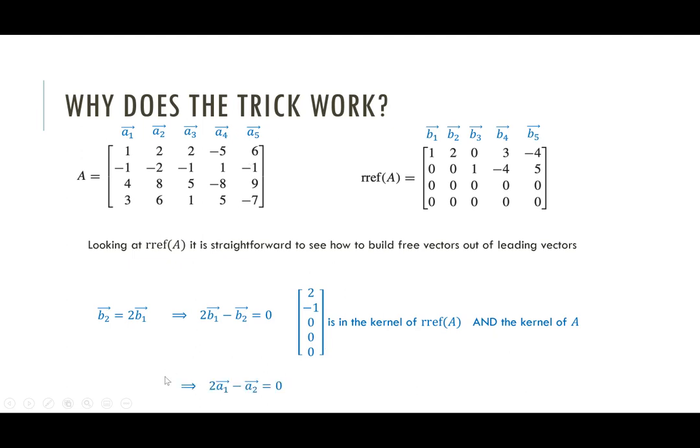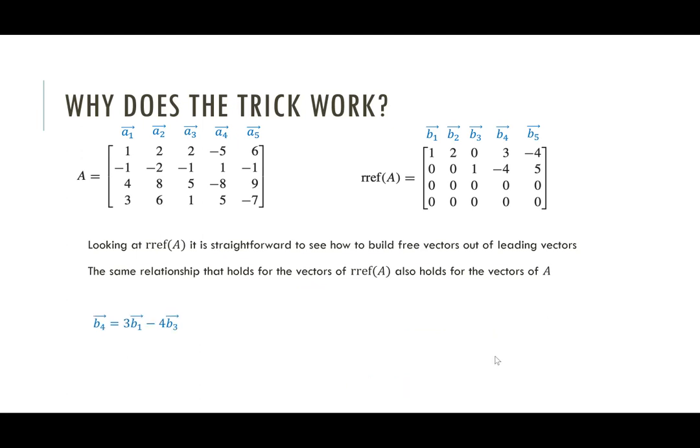And your column version of matrix multiplication tells you that 2 times vector A1 minus vector A2 equals 0, which in turn tells you that vector A2 is just 2 times vector A1, which is the exact same relationship we had amongst the vectors in B. And so indeed, the same relationship that holds of the vectors in the reduced row echelon form will also hold for the vectors of A. So even though their images are different, the relationship between the vectors is going to be the same.